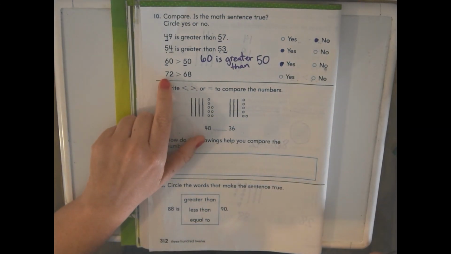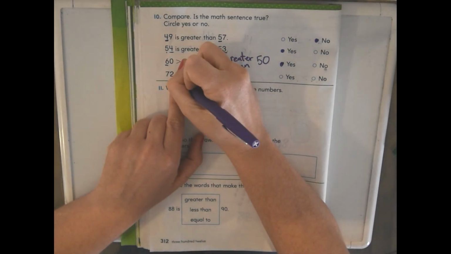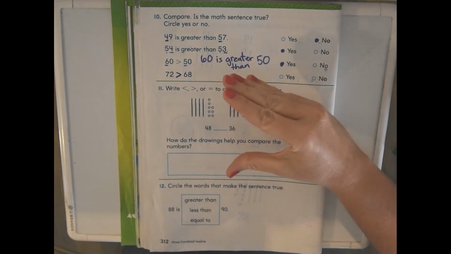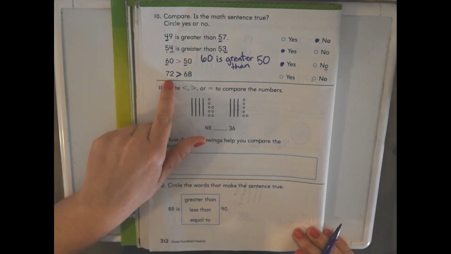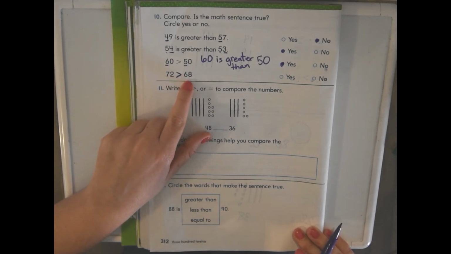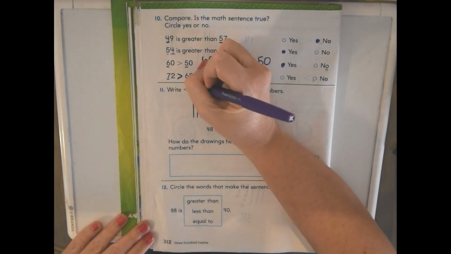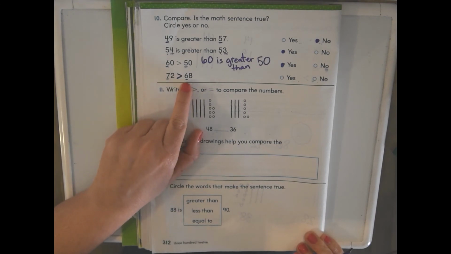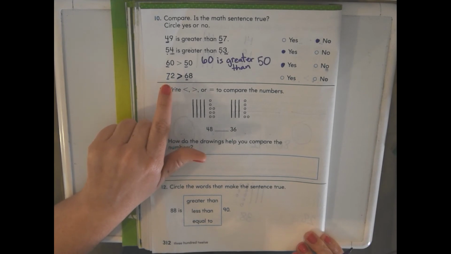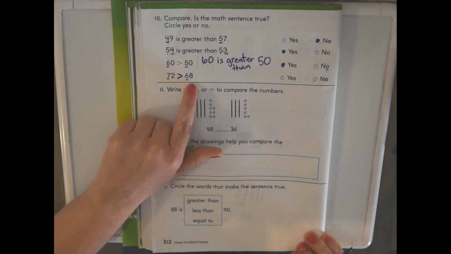Okay, the last one, 72, what does that symbol mean? Greater than, right? Remember, it's greater than when the open side, the alligator mouth, is towards the first number you would read, right? The number on the left side. 72 is greater than 68. Okay, what is the first thing we do? Look at the tens, right? You start with the tens. 72 has 7 tens. 68 has 6 tens. So that means 72 has more tens, so it is greater than 68.